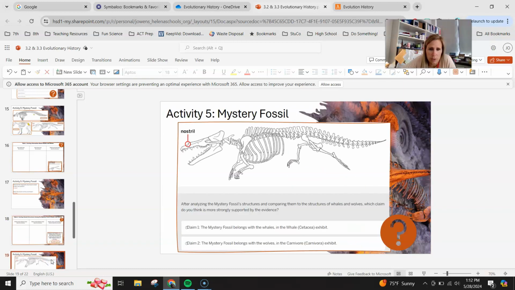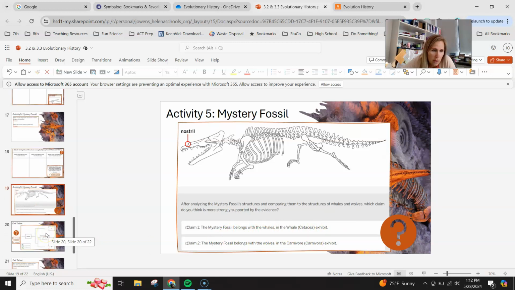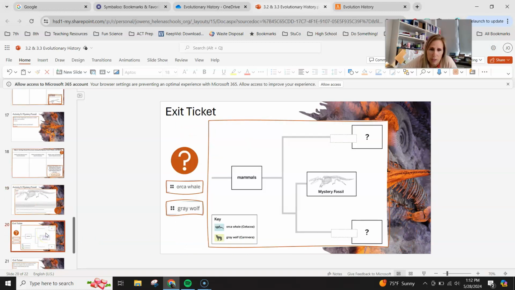Okay, and then what you guys are going to do is sum this up. After analyzing the mystery fossil structure and comparing them to the structures of the whales and wolves, which claim do you think is more strongly supported, that the mystery fossil belongs with whales or that the mystery fossil belongs with wolves?